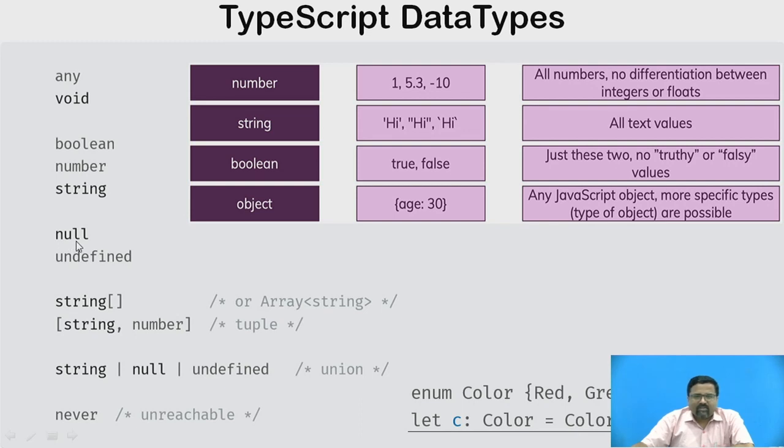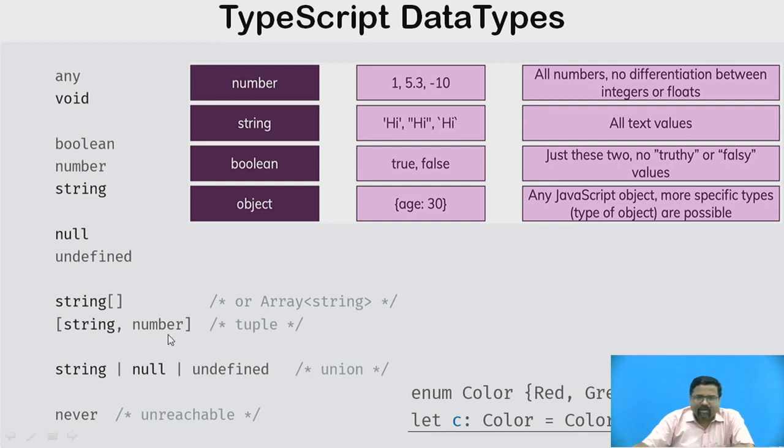Then we have null. Null means that your non-primitive type, such as object or string, can have the value null. Then we have undefined. Undefined means the value is not defined. Then we have arrays. Here you can see the syntax is similar to C++, Java and C style. You are declaring a string array. The square bracket is always associated with the data type, not with the name of the variable.